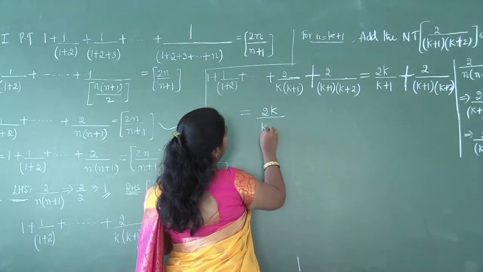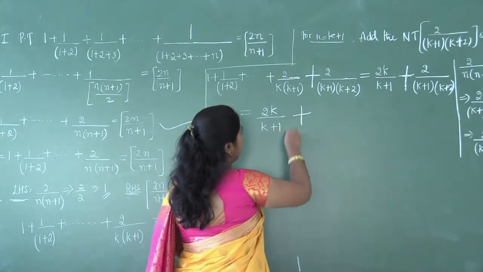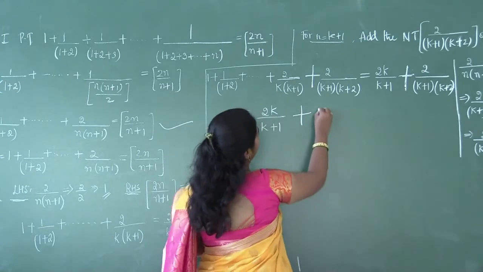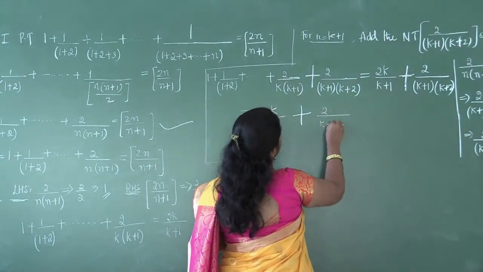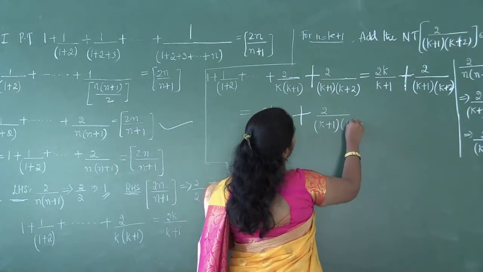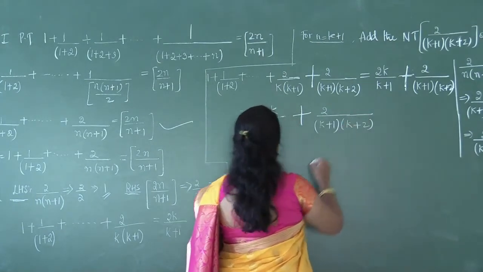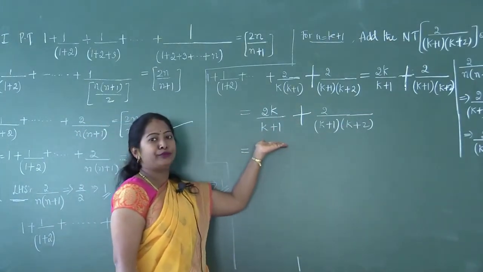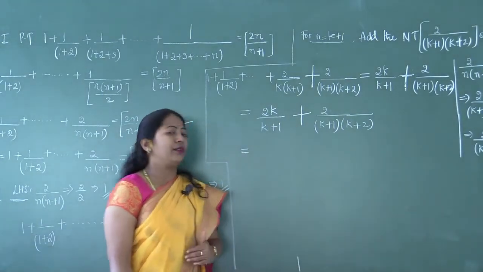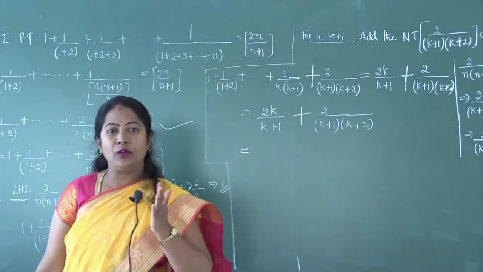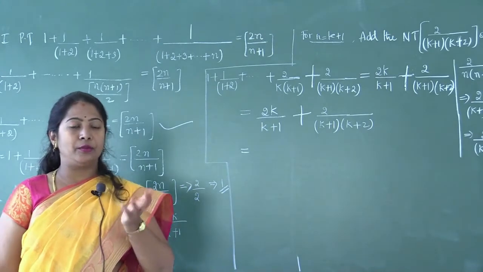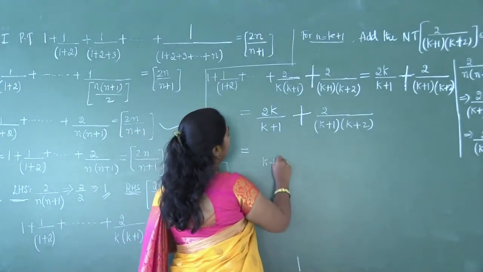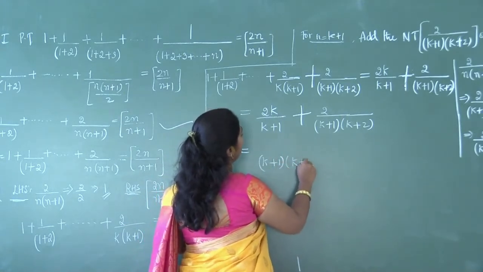2k divided by k plus 1 plus, what is the last term here? 2 divided by k plus 1 into k plus 2. When you take the LCM, what is the LCM? Observe the denominator of the first term, observe the denominator of the second term. What will be the LCM here? K plus 1 into k plus 2.